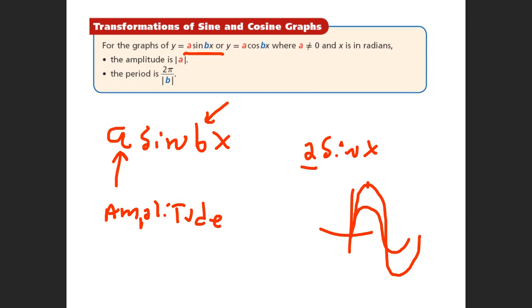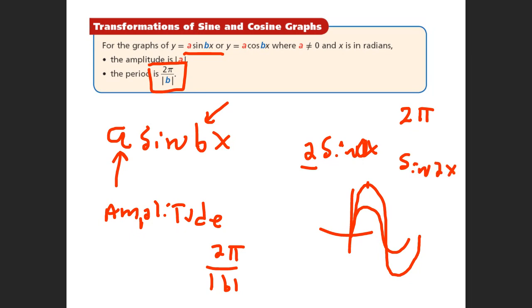The b value in front here tells you what the period is going to be. If this was just a 1 in front, the period of this function would be 2 pi, like we said before. But if this number is other than 1, then we have to use this little formula right here, 2 pi over the absolute value of b, and that gives us our period. So if I had something like the sine of 2x, the period's no longer 2 pi. If I put 2 in here, the period is now pi.